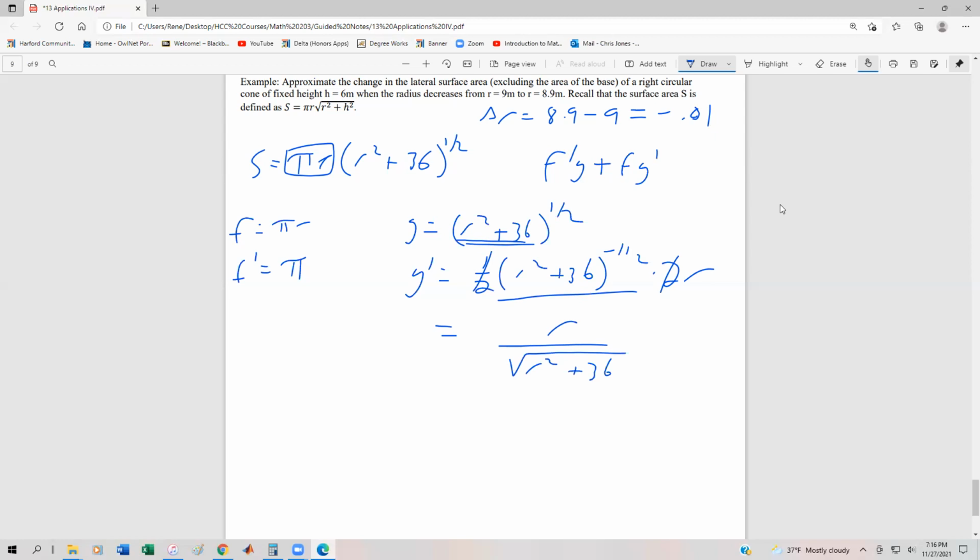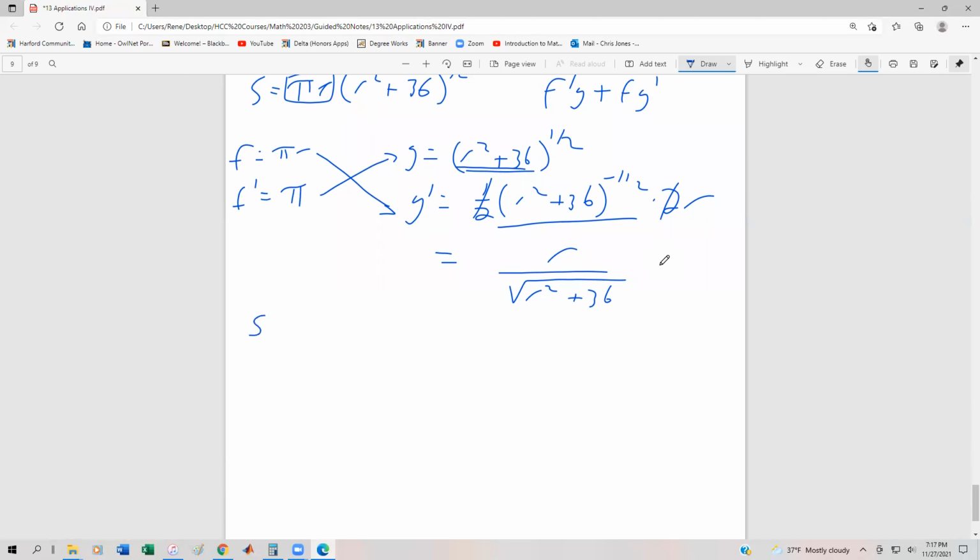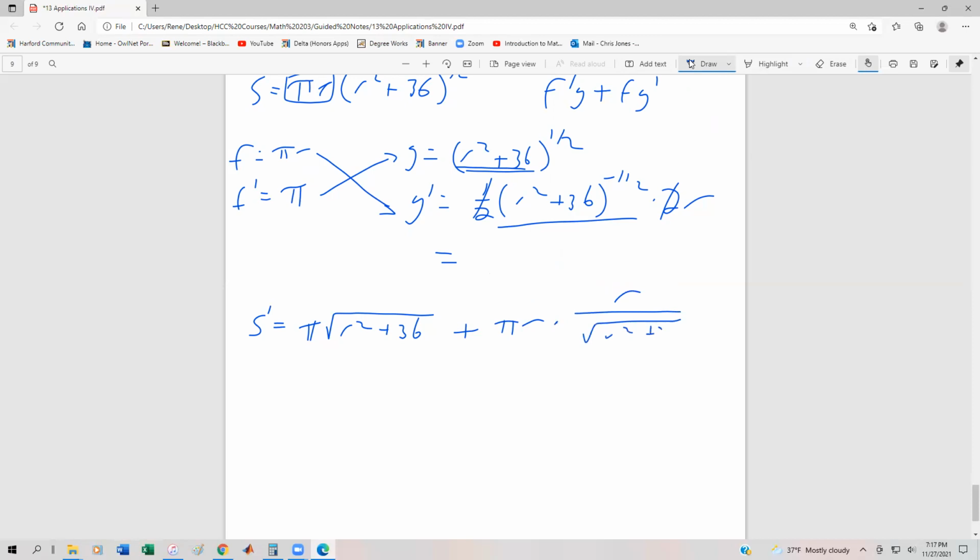At this point, we can use our f prime g plus f g prime formula, but we can't forget that we're finding a differential. So at some point we have to plug in our dr. I'm going to call this s prime, and that gives us our f prime g, so that's pi times the square root of r squared plus 36. And then we have our f g prime, so that's plus pi r times r over the square root of r squared plus 36. And we can't forget that we're going to multiply all of this by dr.